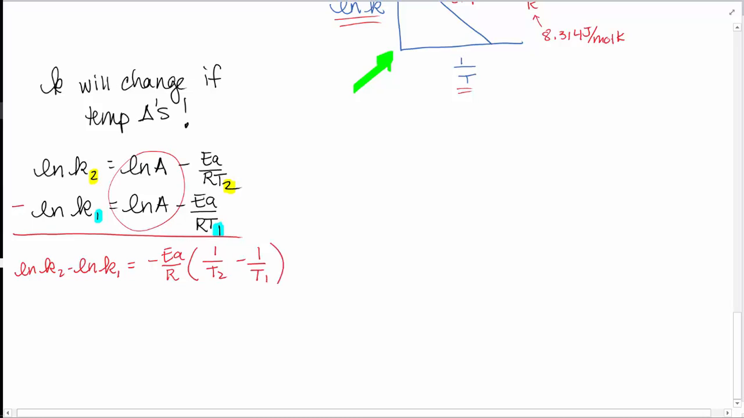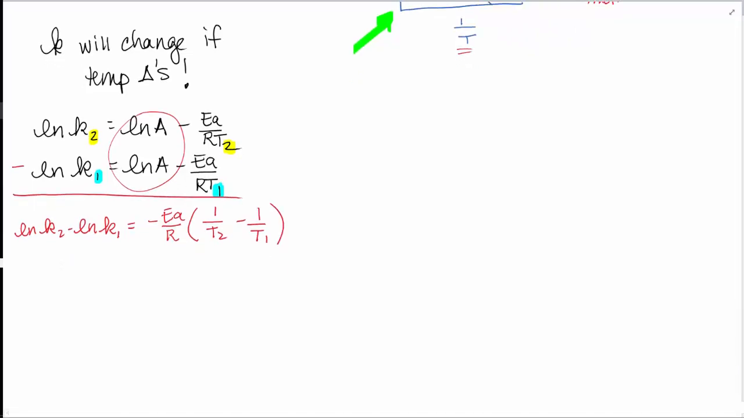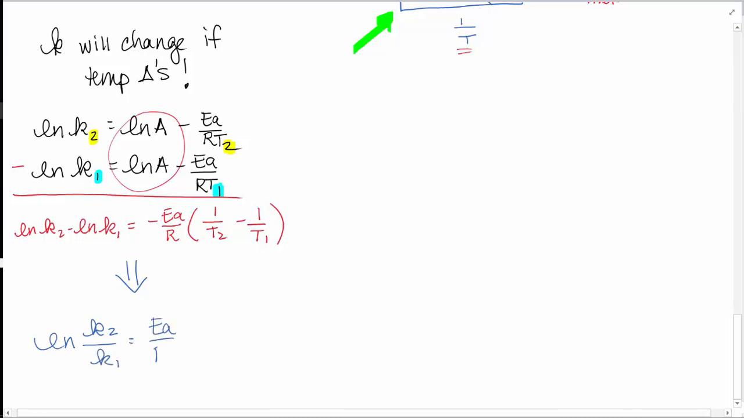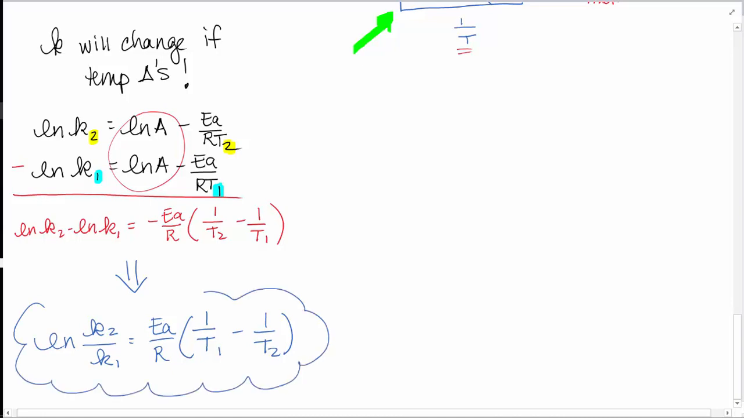Should be starting to look a little familiar. I'm going to rearrange it one more time to the version we want. Natural log K2 over K1 is equal to, I'm getting rid of the negative sign, so I'm going to change the way those temperatures are, E sub A over R times 1 over T1 minus 1 over T2. Bubble, highlight, star, blah, blah, blah. Not on the periodic table, you guys. But this is a version of the Arrhenius equation.